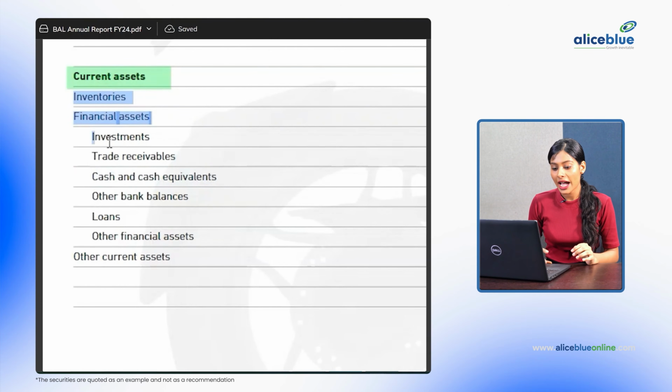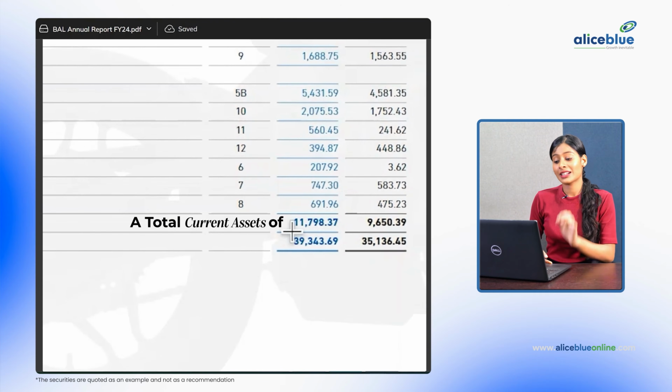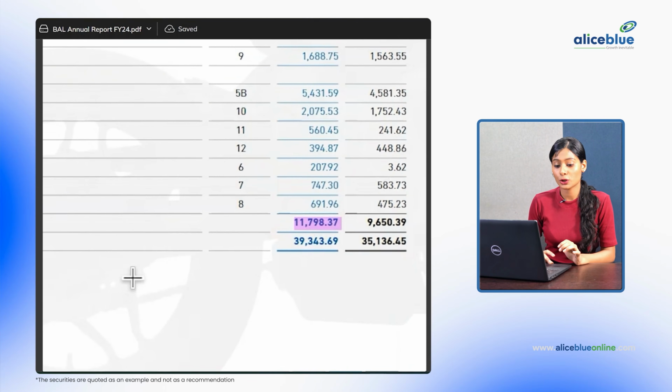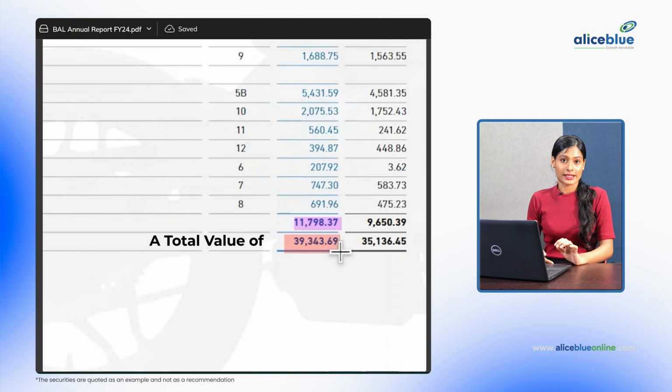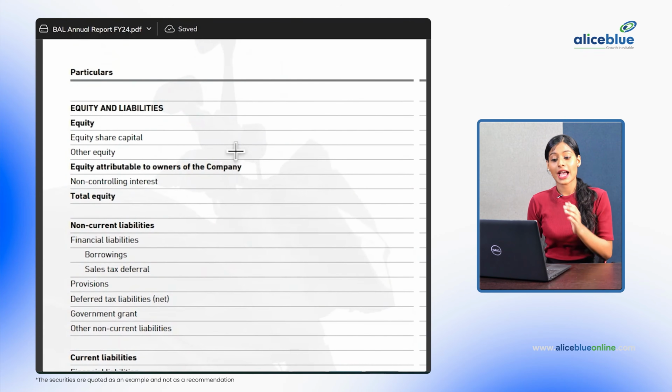When you add all of these together, you get the total current assets to be 11,798.37, which is added to the non-current assets to give you a total value of 39,343.69. Now, the next side of our balance sheet has the equity and liability section.